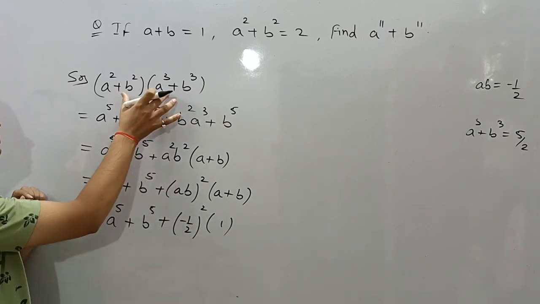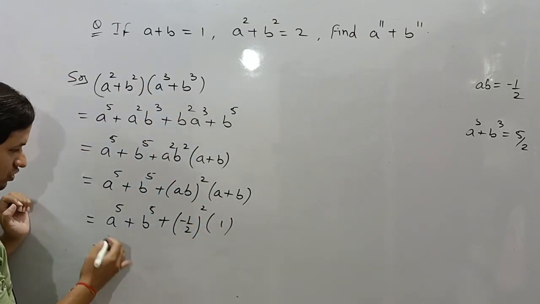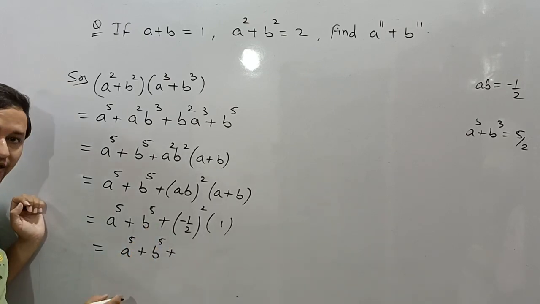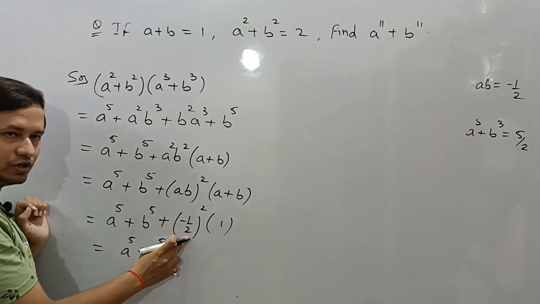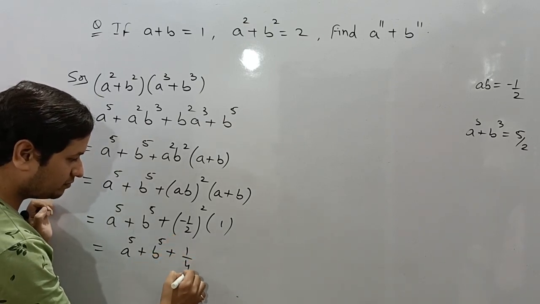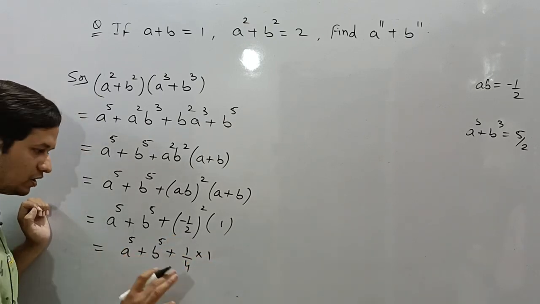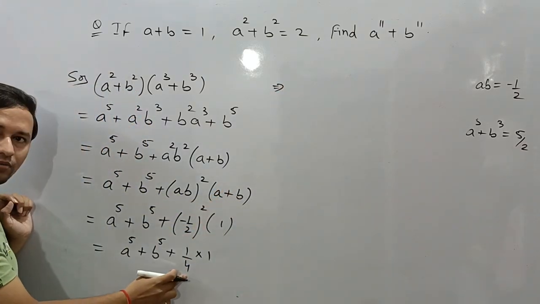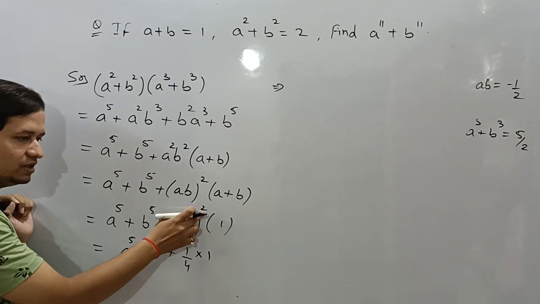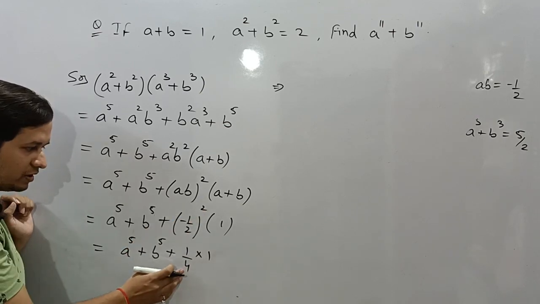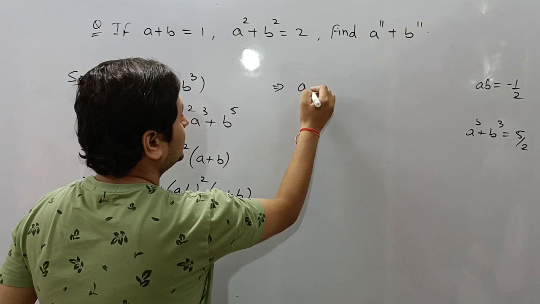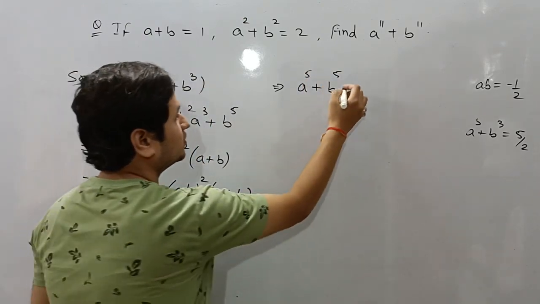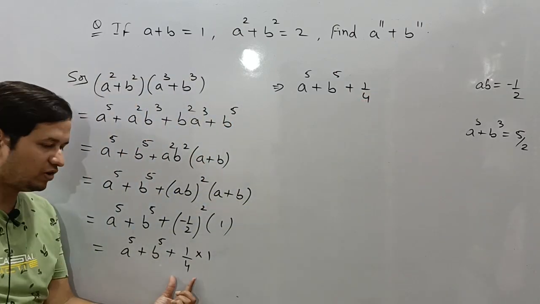And one more thing is, this is equal to this. So first of all, we will solve it. a raised to the power 5 plus b raised to the power 5 plus minus 1 upon 2 whole square, that means 1 by 4 into 1. Got it? Now here 1 by 4 will be positive because minus raised to the power 2. So 1 by 4 into 1. So finally we will get a raised to the power 5 plus b raised to the power 5 plus 1 by 4 plus 1 by 4.